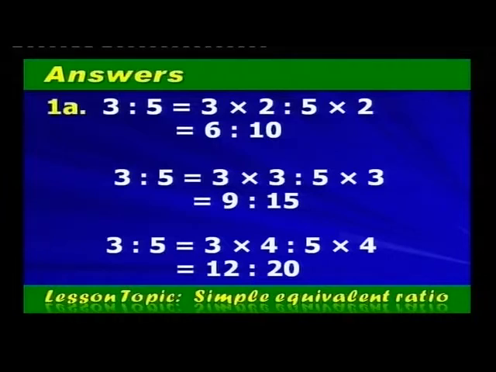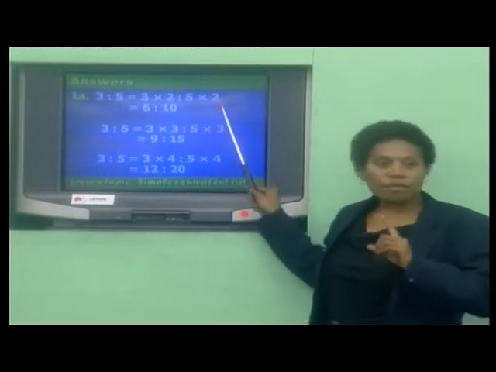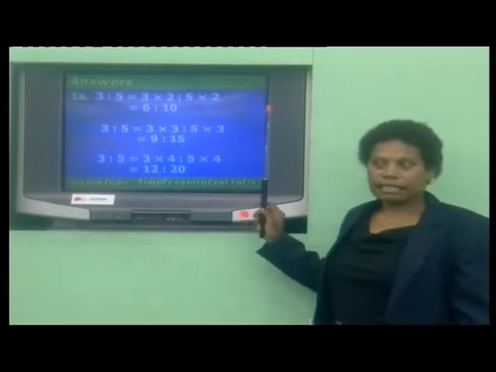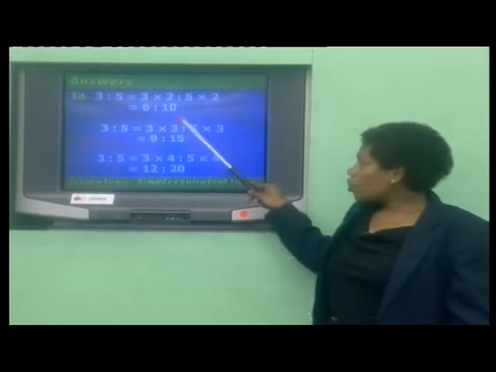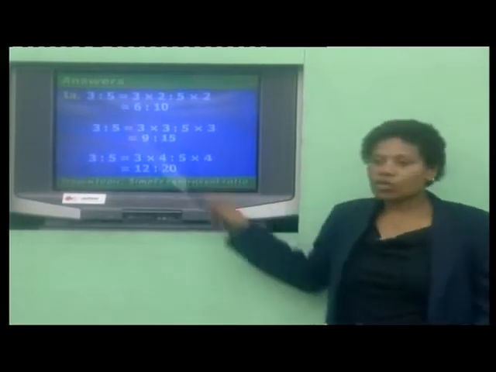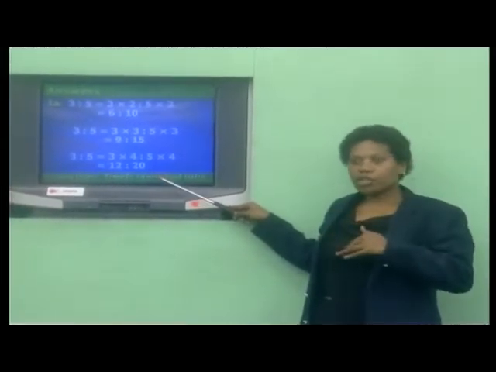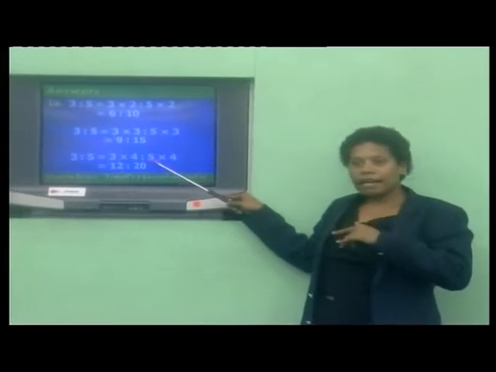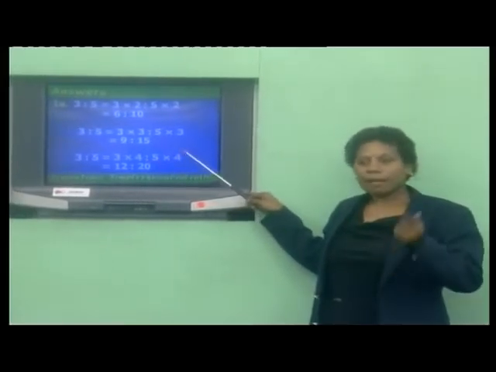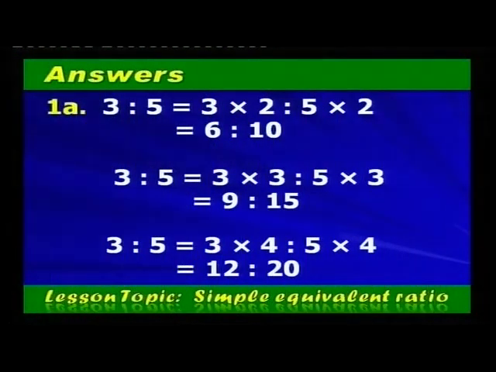Remember, you are multiplying by the same number. Here, 6:10, we multiplied by 2. 3 times 2 is 6. 5 times 2 is 10. So these are the 3 different equivalent ratios for 3:5. It doesn't stop here. You can also get other equivalent ratios by multiplying by other numbers. You can multiply by 5, multiply by 6. It continues. Is that clear, class? Okay, good.